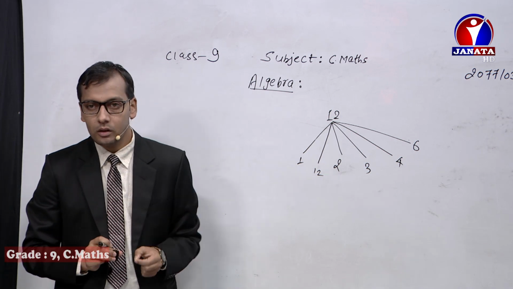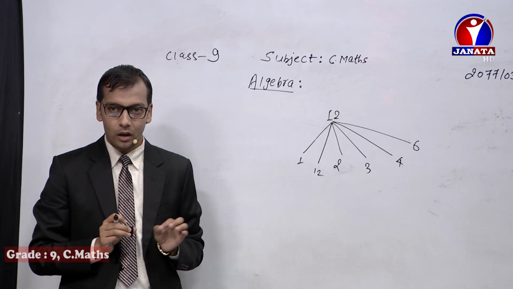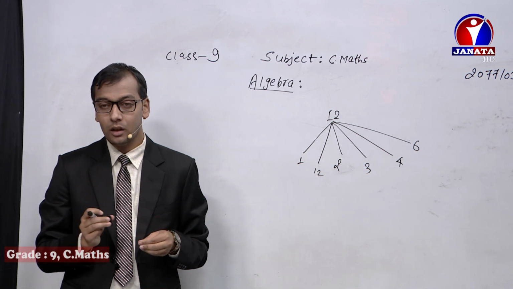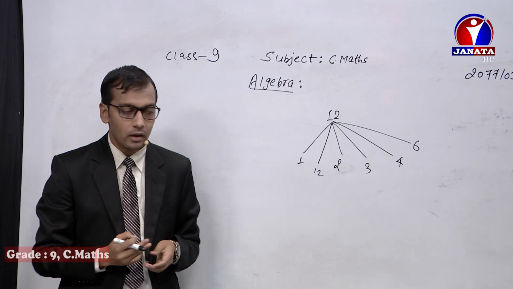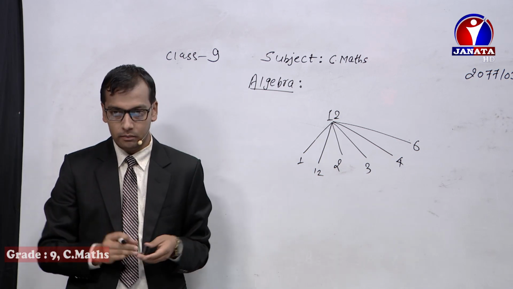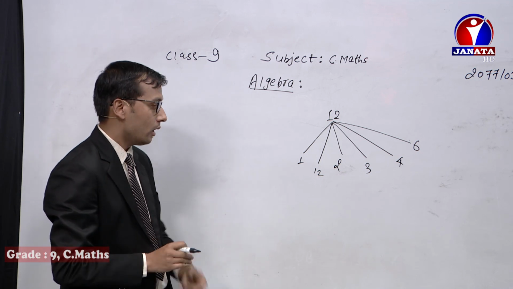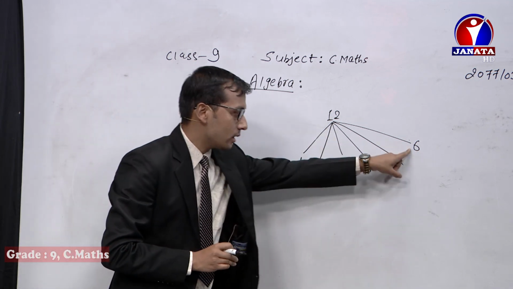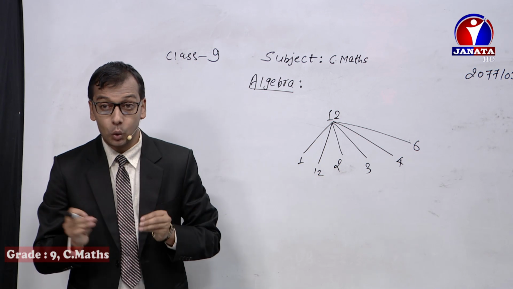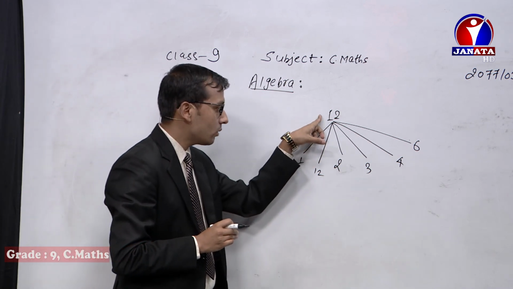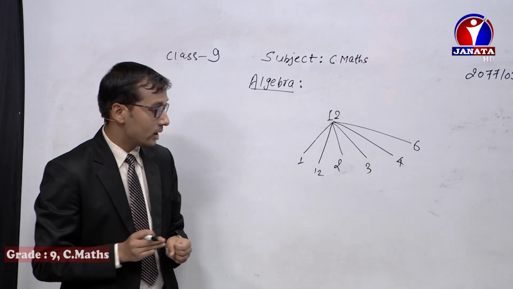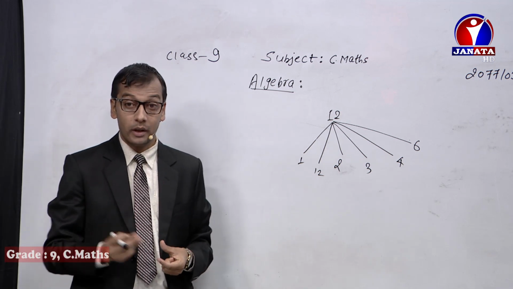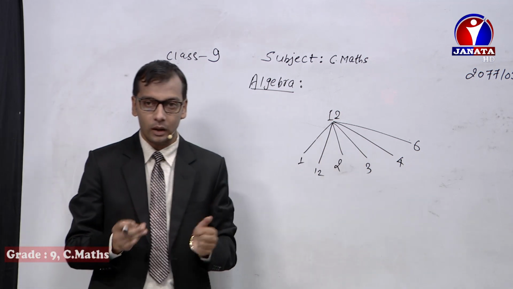So what is factor? Factor is a number or any algebraic expression that divides another number exactly, means without any remainder. Here, if we divide 12 by 6, we can obtain 2, there is no remainder. If we divide 12 by 4, we can divide exactly 12 by 4 without any remainder. So these numbers are the factors of 12.